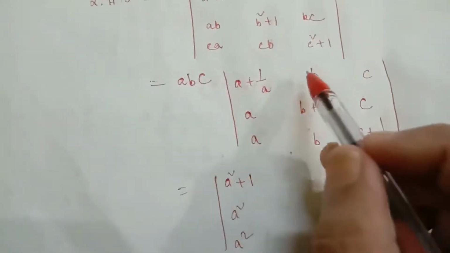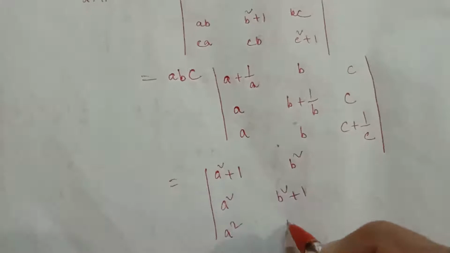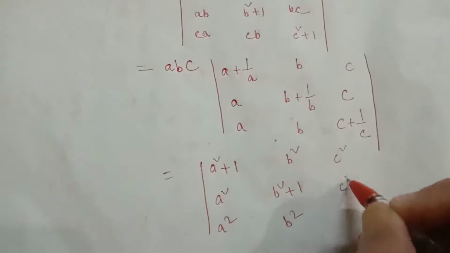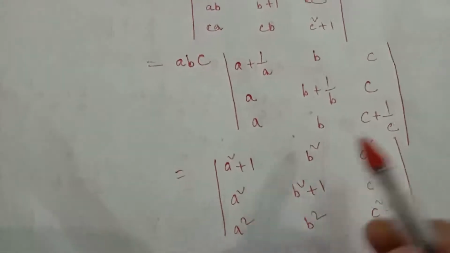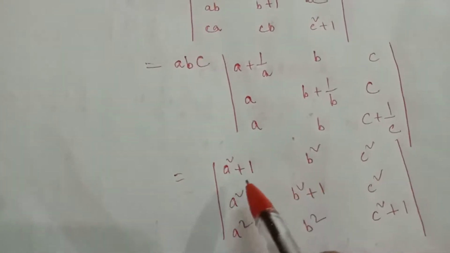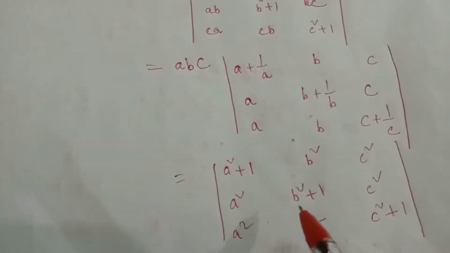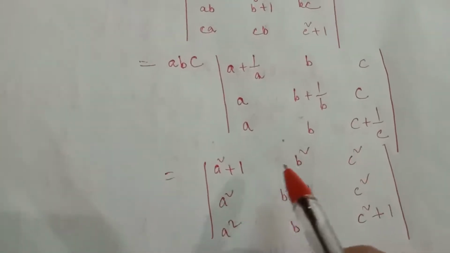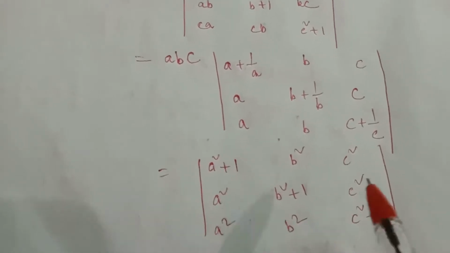We will multiply b with the elements of second column. This will become b square plus 1, b square. We will multiply c with the elements of third column. This will become c square plus 1. Now you can see, if we add these three, we get a square plus b square plus c square plus 1. Similarly, we will get same element here and here also.